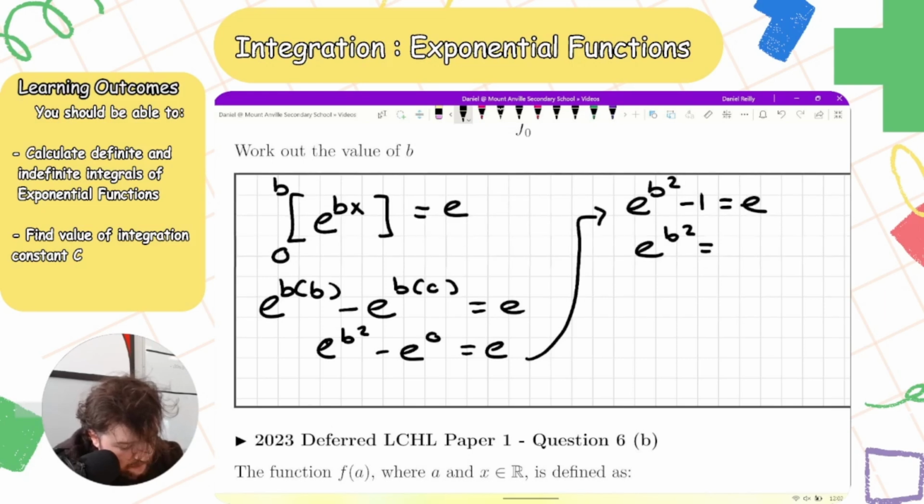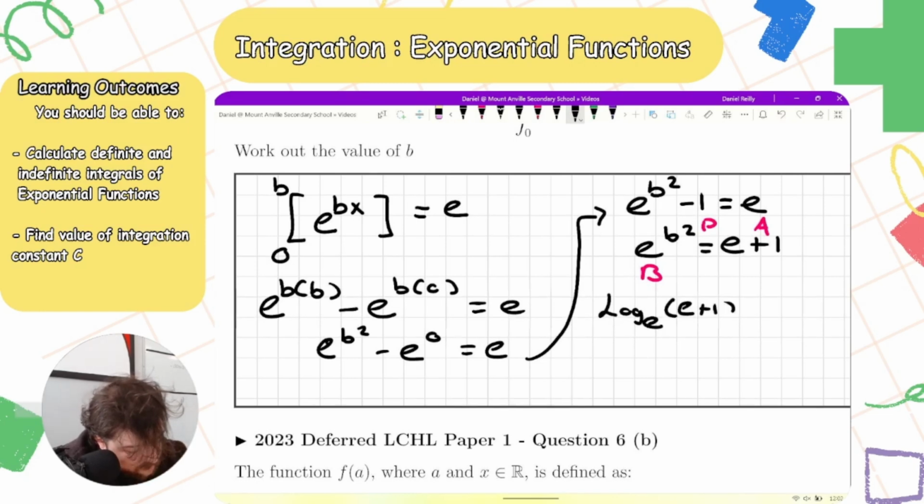e to the b squared equals e plus 1. Now I need to use my logs. So this is my base, this is my answer, this is my power. So to convert it back to logs, it'd be log base e of e plus 1 equals b squared. And then finally to get b on its own, I square root all of this. So remember BAP, B, A, P.